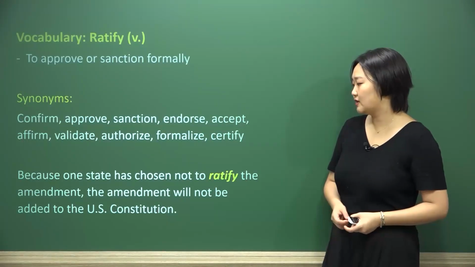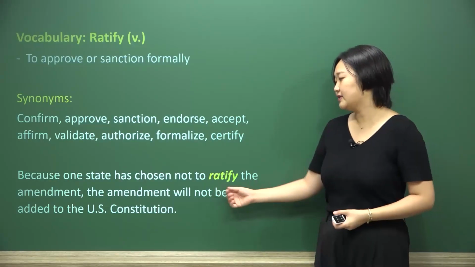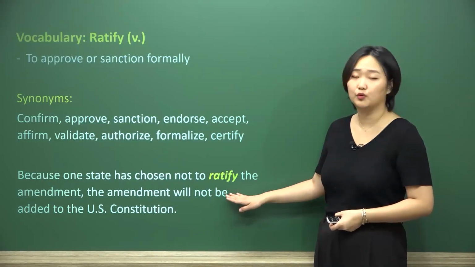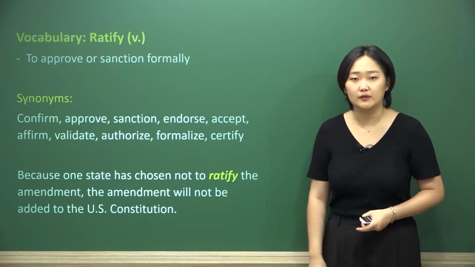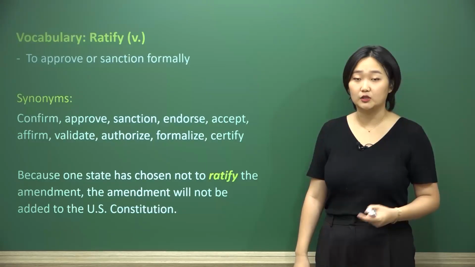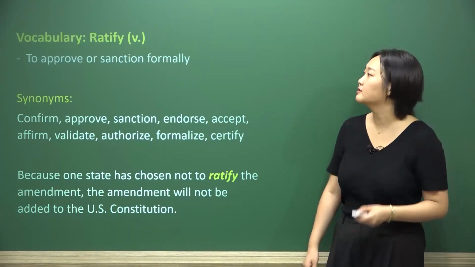Because one state has chosen not to ratify the amendment, it will not be added to the U.S. Constitution. Here we're saying that one state has chosen not to approve of it formally. Again, we're talking about a government, the U.S. amendment, and so they all have to be willing to ratify it. If they're not all going to approve it, it's not going to be passed.